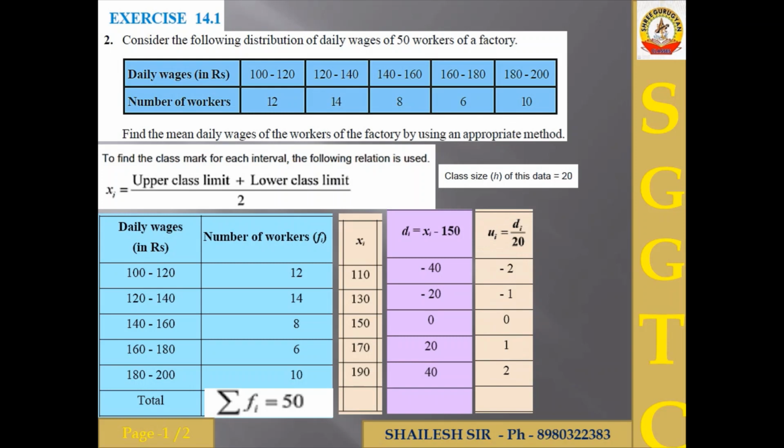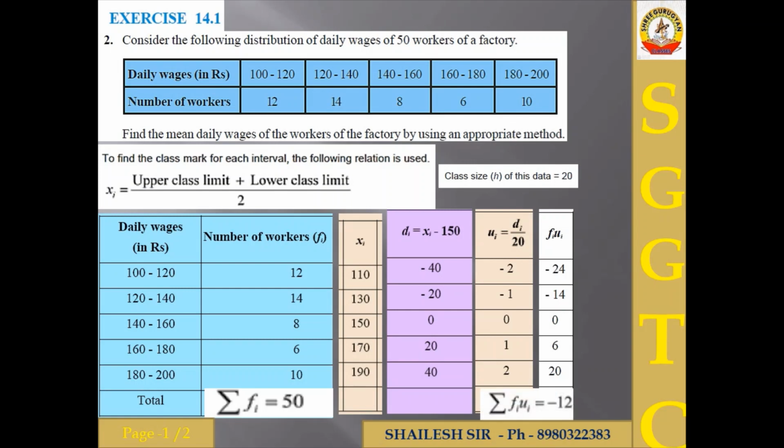So finally you are done with our di values. And next ui equals di by 20, where 20 is your class size, so you divide all di values by 20 and finally calculate fi into ui. Yes students, look at the second column fi and the last column ui, take the product of both. So 12 into minus 2 is minus 24, 14 into minus 1 is minus 14, 8 into 0 is 0, 6 into 1 is 6, and 10 into 2 is 20. Total you add sigma fi ui, it becomes minus 12.